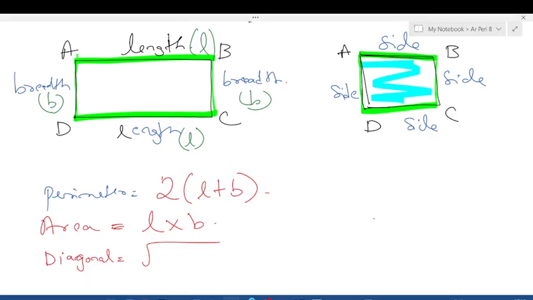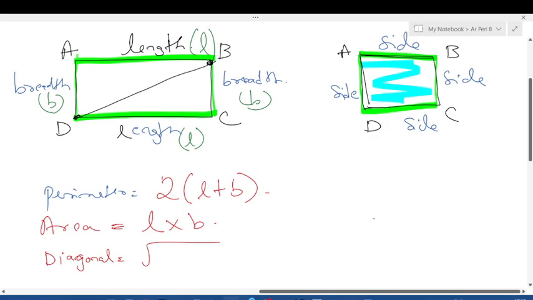Next, diagonal. Fine. So perimeter is the outer boundary, area is the inner surface. What do you mean by diagonal? Diagonal is the opposite line. From D to B, if I join, D to B is what you call, students? What do you call D to B?